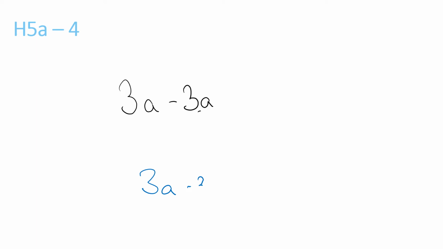3a minus 3a would just be 3 minus 3, which is equal to 0. So you bring the a down, so you would think it's 0a, but it's not. It's actually just 0, because you're removing the a from both of these. You're cancelling them out and cancelling the 3, so it will become 0.